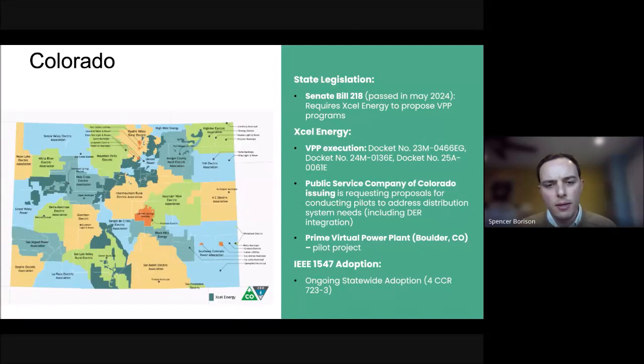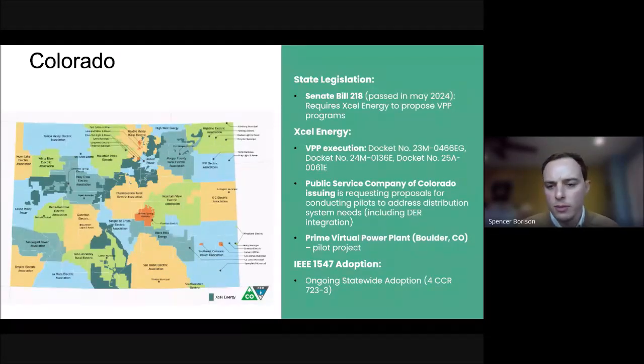And then finally, Colorado. A bill was passed, Senate Bill 218, in May of 2024 that required Xcel Energy to propose a VPP program in the coming years. There are a number of dockets that I've shared here around their steps to do that. Since this slide was made, they've gone through and already selected a DERMS vendor, which I believe is publicly available, but I'll let you look that up. They've already started what they're calling the AVPP program to set up some initial programs in Colorado and then expand into broader territories across the region. There has been significant progress from Xcel, and I know they're using some of these protocols directly.